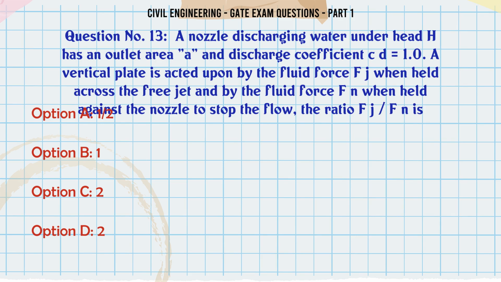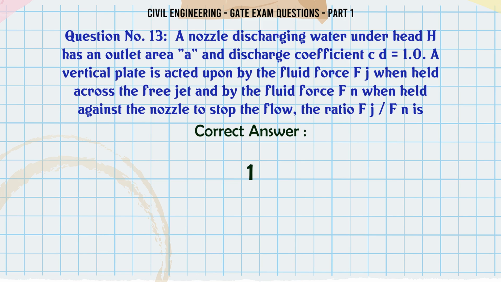A nozzle discharging water under head H has an outlet area A, and discharge coefficient CD equal to 1.0. A vertical plate is acted upon by the fluid force Fj when held across the free jet, and by the fluid force Fn when held against the nozzle to stop the flow. The ratio Fj/Fn is: A. half, B. 1, C. 2, D. 2. The correct answer is 1.